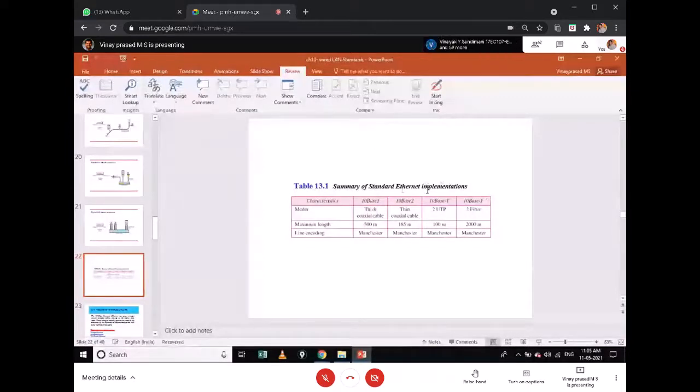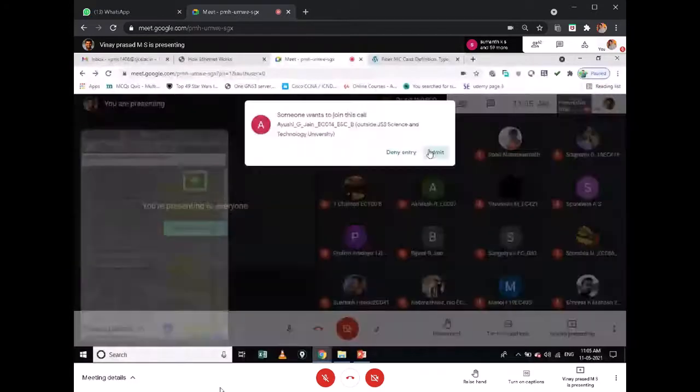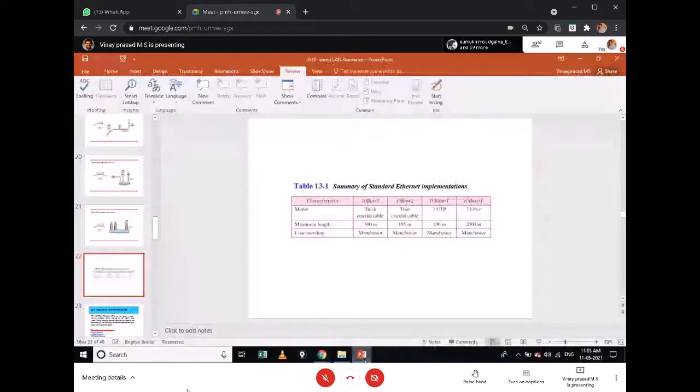Okay, so I'll try to list out their characteristics, including the line coding techniques, and what is common for every type of implementation. It is Manchester encoding and decoding, the line coding technique. And the maximum length that the signal can travel without any fading or attenuation under these implementations is 500 meters, 185 meters, 100 meters. In standard Ethernet, the signal will not fade up to 100 meters.